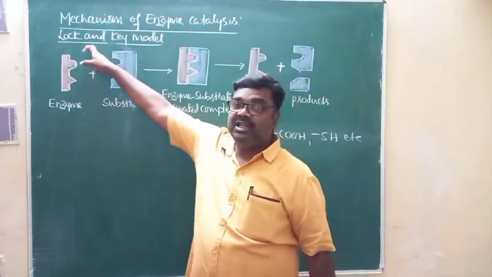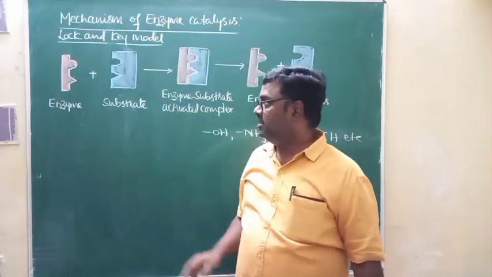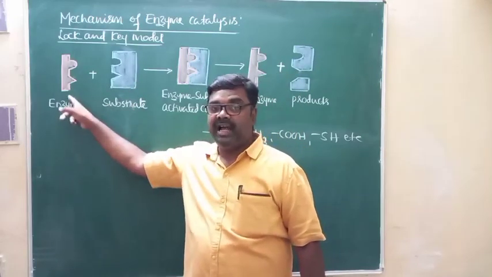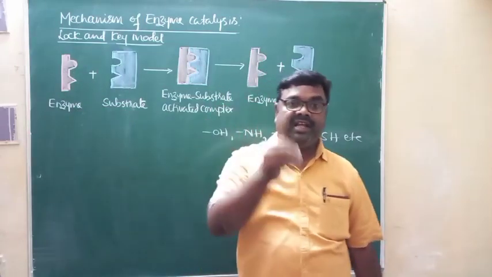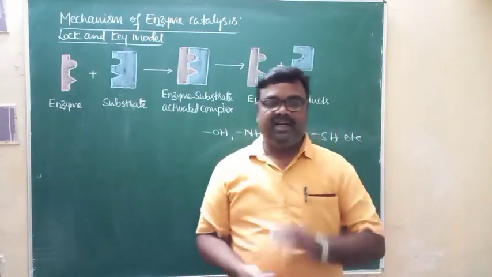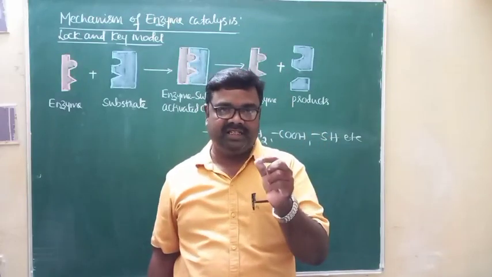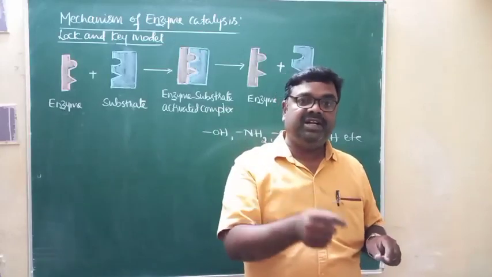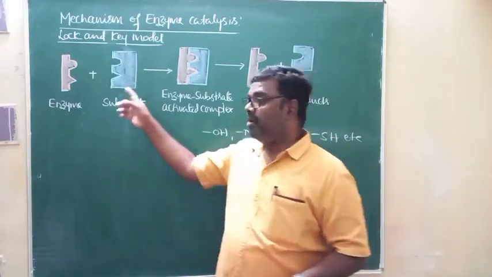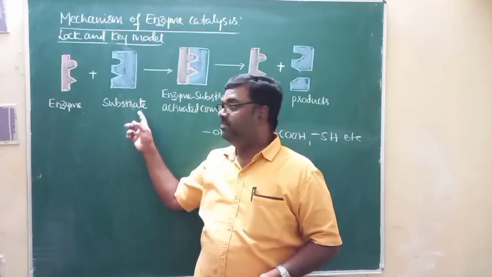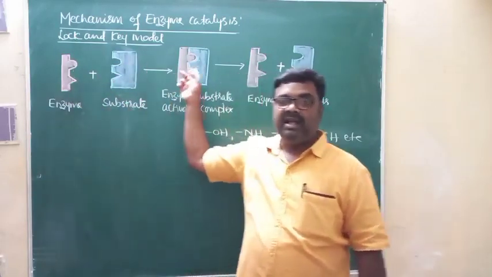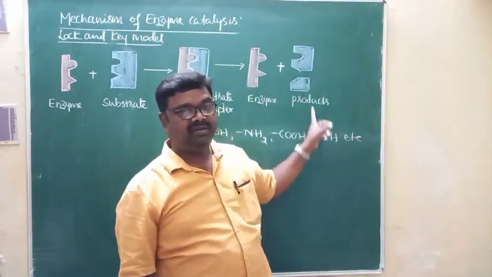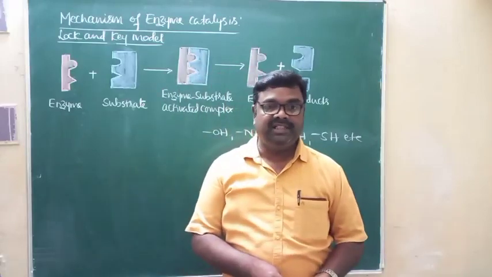Just observe, I am using the term lock and key model here because a substrate molecule with complementary shape fits into the cavities of the enzyme, just like a particular key fits into a particular lock only. That is, if the shape of the key is complementary to the shape of the cavity in the lock, then only that key will fit into the lock. Like that, a molecule with complementary shape can fit into the cavities of the enzyme to form an activated complex. This activated complex decomposes to form products. And this is what we call the mechanism of enzyme catalysis.